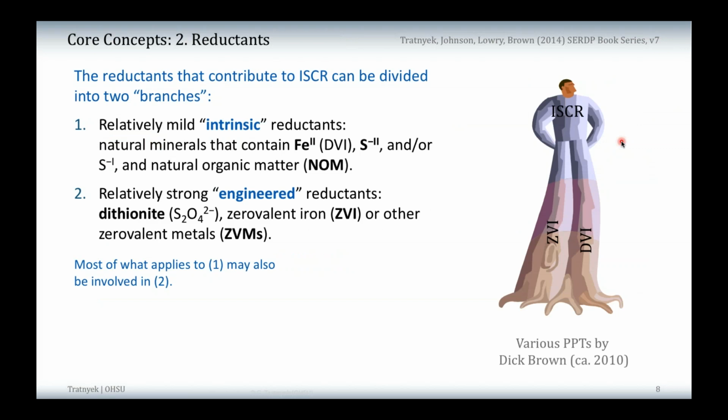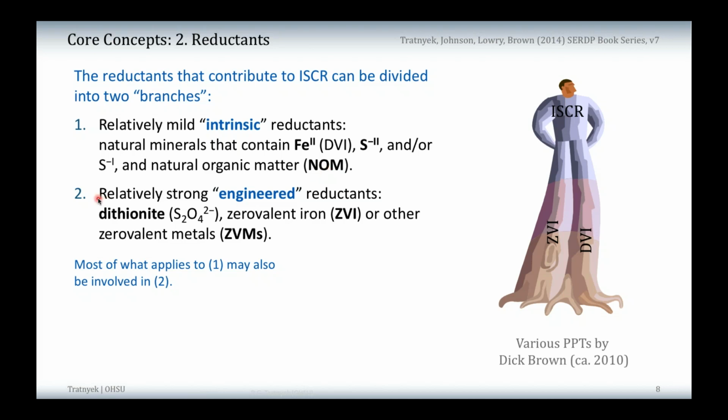So now a few slides on what the reductants are that we're talking about here. The first distinction I want to make is between two branches. The first branch is the relatively mild intrinsic reductants that occur naturally. They're mostly based on iron 2 and are sometimes referred to as DVI for divalent iron, or they're composed of reduced sulfur. And there's also, as a placeholder, natural organic matter, although it's not the most important in the context of what we're talking about today.